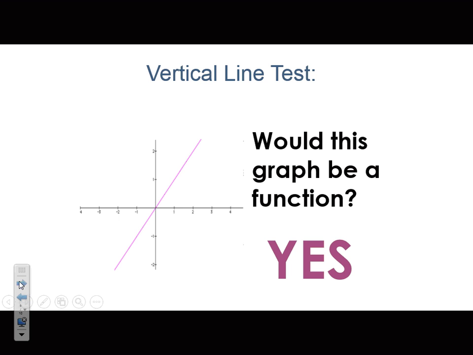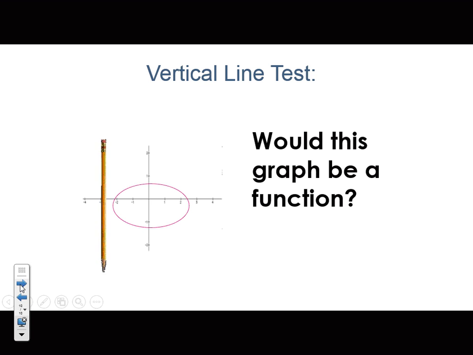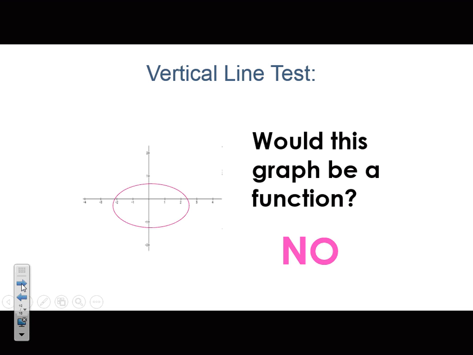Now for our last example here, we're going to look at this graph and ask ourselves the same question. Would this graph be a function? We're going to take our pencil, do our vertical line test. Go straight across. Right away, it's only going to touch at one point. But if we continue on, we'll see here that it touches 2 points at the same time. So if that happens, we know that this graph cannot be a function. This one is not a function. Can only touch one time to be a function, ladies and gentlemen.